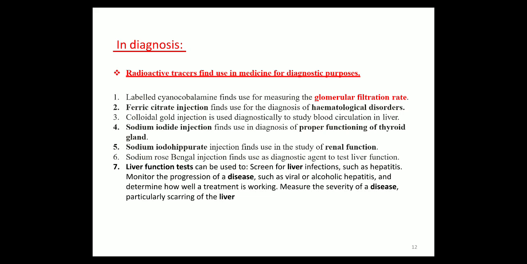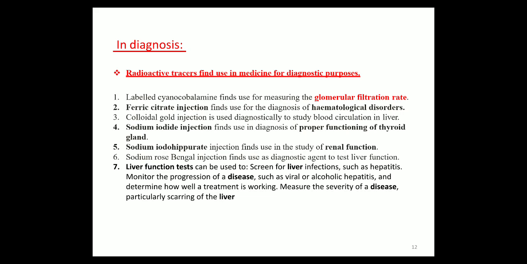Colloidal gold injection is used diagnostically to study blood circulation in the liver, to see if there is blockage or not. Next, sodium iodide injection finds use in diagnosis of proper functioning of the thyroid gland. Fifth use, sodium iodohippurate injection finds use in the study of renal function. Renal means kidney functioning. Next, sodium rose bengal injection finds use as a diagnostic agent to test liver function.